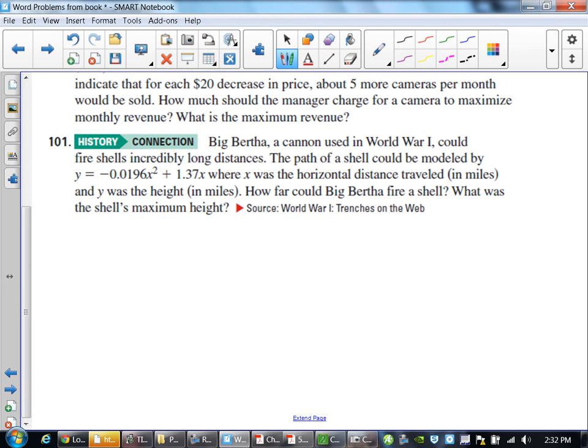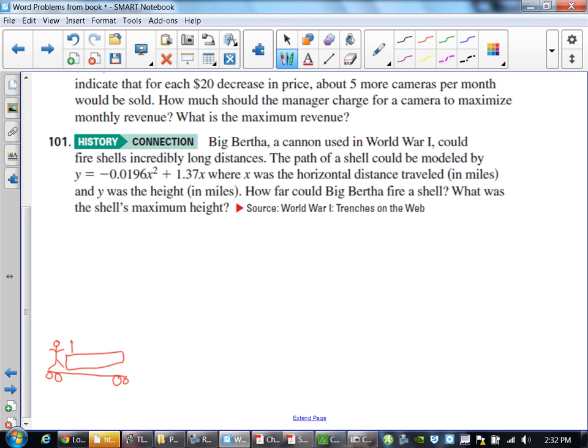Big Bertha, I believe, was a German cannon. Yeah. Oh, was it? Oh, that thing was spooky. This cannon, can I draw a cannon? What? Jonas, just stop talking.